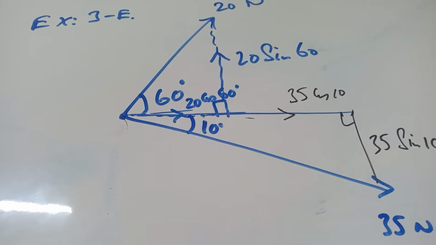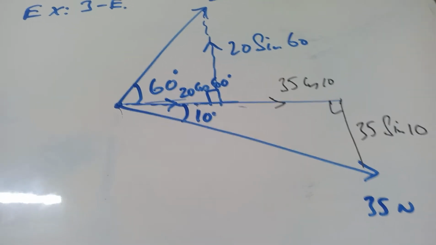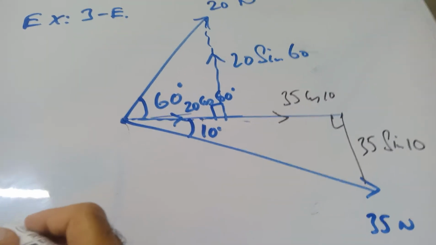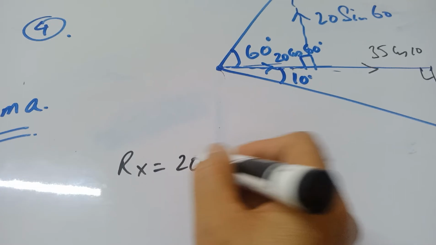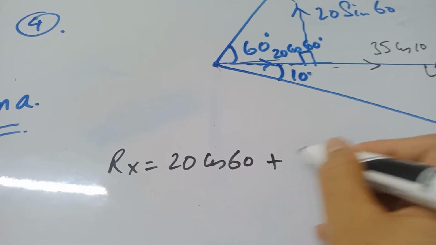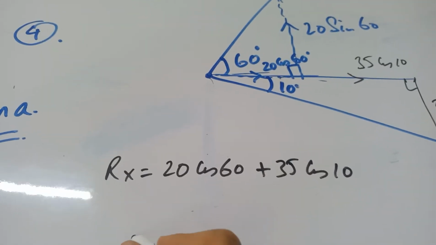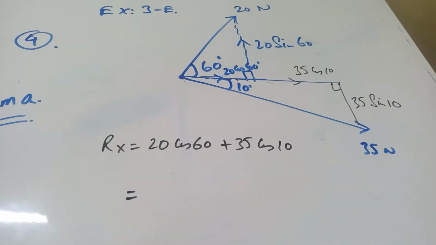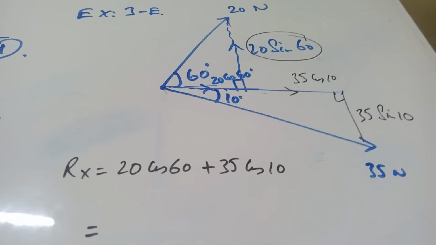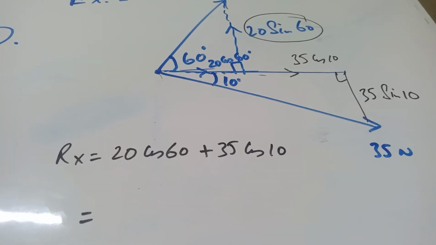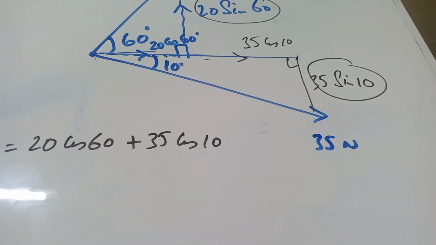So we have to find the resultant of these two forces acting on this object which has a mass of 25 kg. Right now the Rx is going to be 20 cos 60 plus 35 cos 10. And then the Ry will be this one, 20 sine 60, and this one is downwards, so this is minus 35 sine 10.